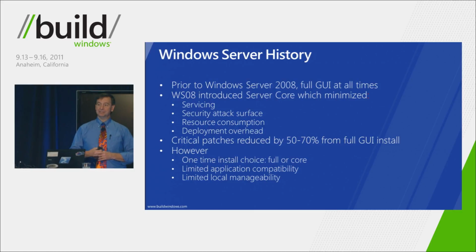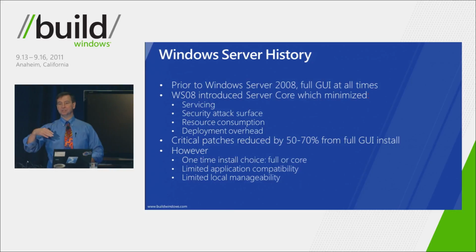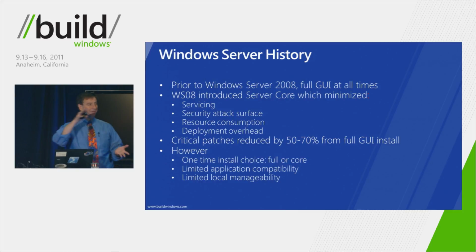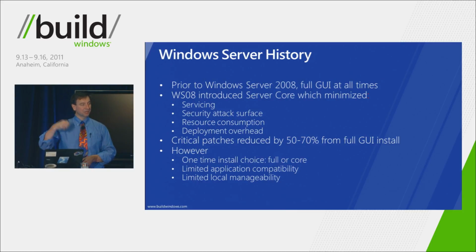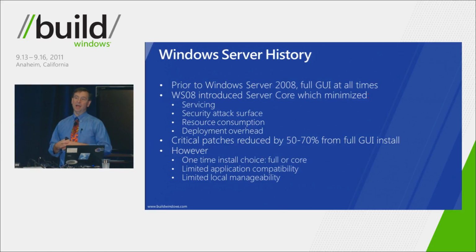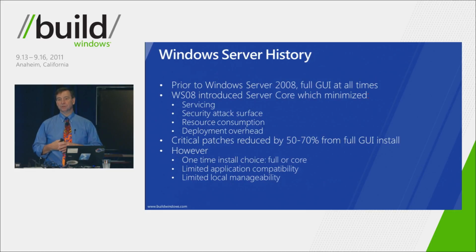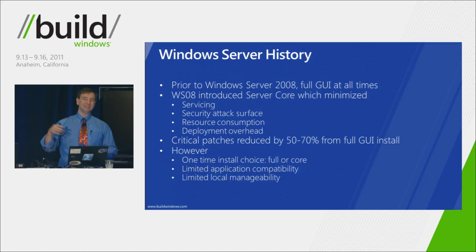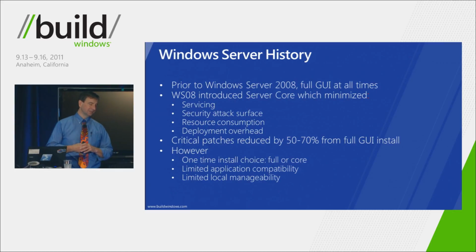Therefore it's really secure because it's not there. Next is resource consumption. We want to minimize the resource consumption in order to free up memory for you and your customers. And minimize the deployment: as you move this software around, we want it to be as small as possible so that we can load it as quickly as possible. This has actually worked out amazingly well. For Windows Server Core, critical patches are reduced by somewhere between 50 and 75%, so this is really quite an advantage.